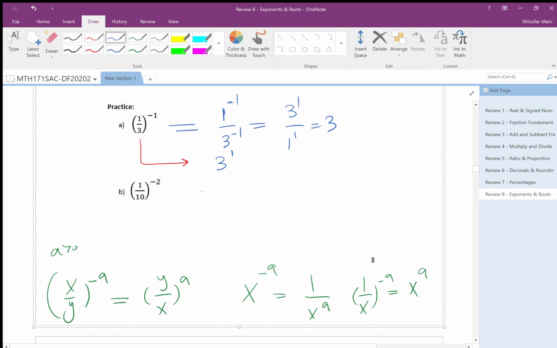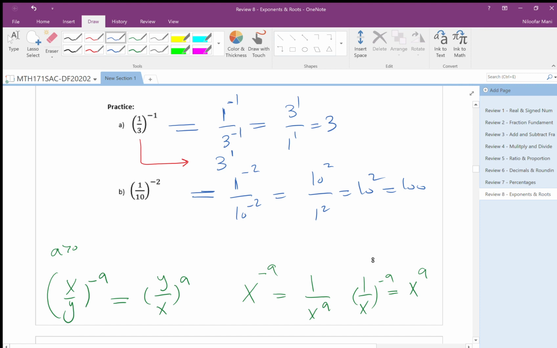How about here? What should I do? See, if I want to say 1 power minus 2, 10 power minus 2, then I have to say 10 power 2, 1 power 2, so then it is that, which is 100. I know. But from the beginning, I can flip it and change it to positive. Done. It's 100. Okay, I can use these.